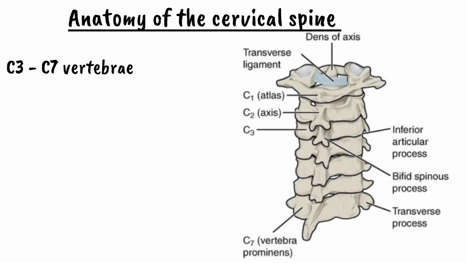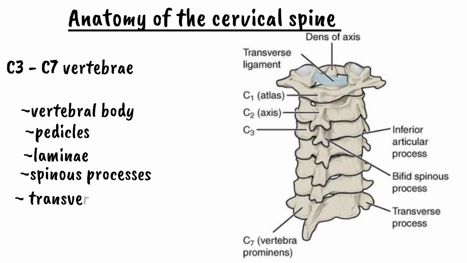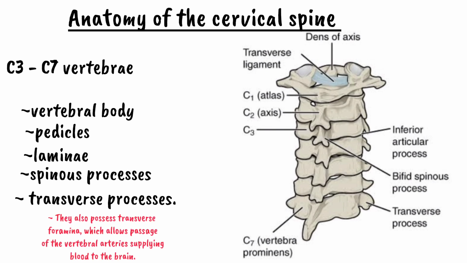These vertebrae have a typical structure consisting of a vertebral body, pedicles, laminae, spinous processes, and transverse processes. They also possess transverse foramina, which allow passage of the vertebral arteries supplying blood to the brain.